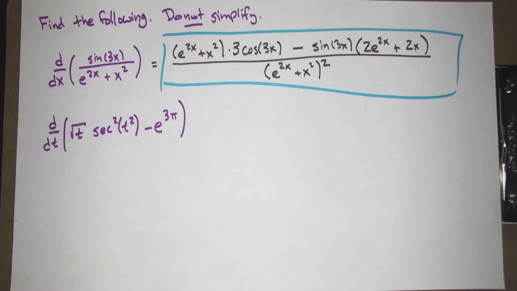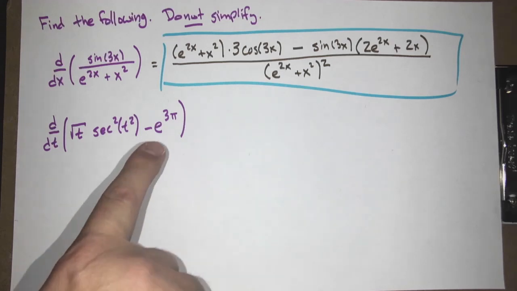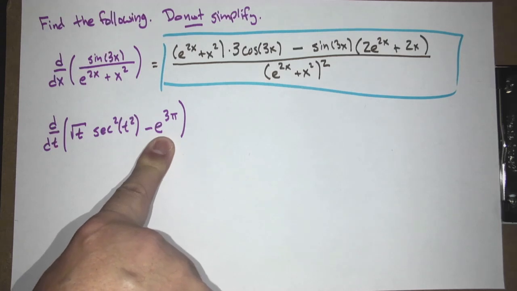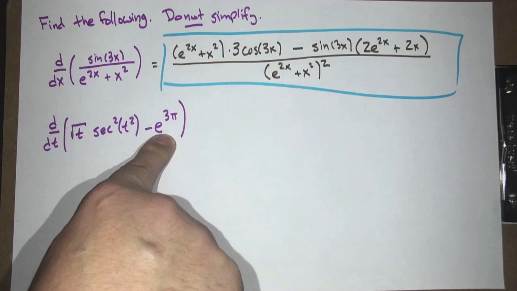Anything else for that part? We have a second part, don't worry. Oh, this will be cool. Let's quickly dispense of this last piece. The derivative of e to the 3 pi. 0, why? It's a constant. It's a funny looking constant, but it's a constant.